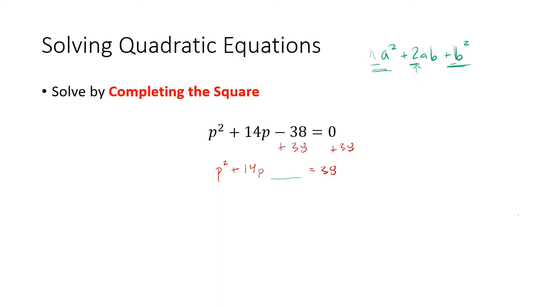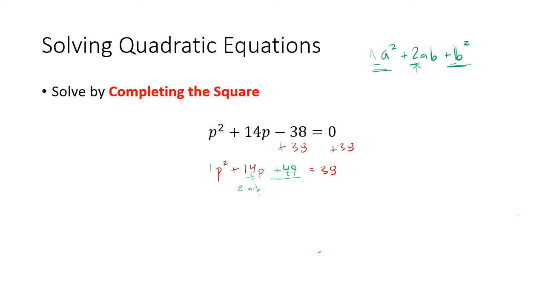So let's look at this. One is a perfect square. 14 needs to be 2 times a times b. So 2 times 1 is 2, so b needed to be 7, and we had to have b squared over here. So this needed to be a plus 49.